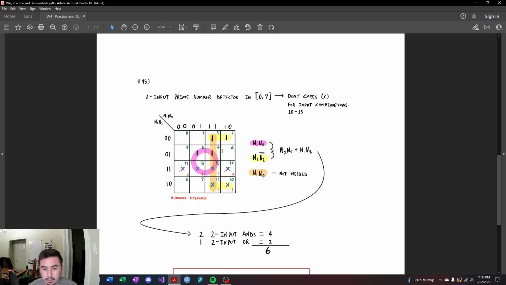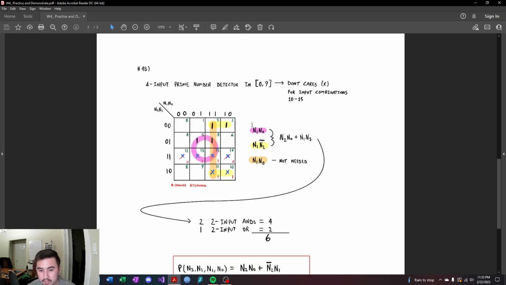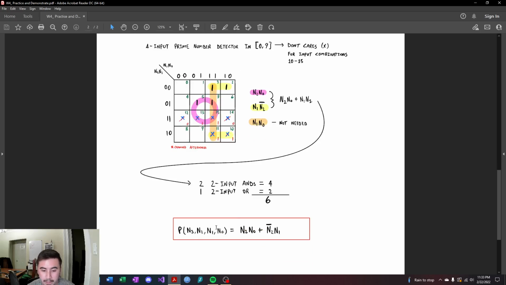Right here, we're able to group the 4 over here: 5, 7, 13, and 15. And we can also group 2, 3, 11, and 10. We can also group 3, 7, 15, and 11, but it's not really needed since all the other ones would already be covered. So we can just use this pink and yellow one. It reduces into this circuit here, which is only going to have 6 inputs.